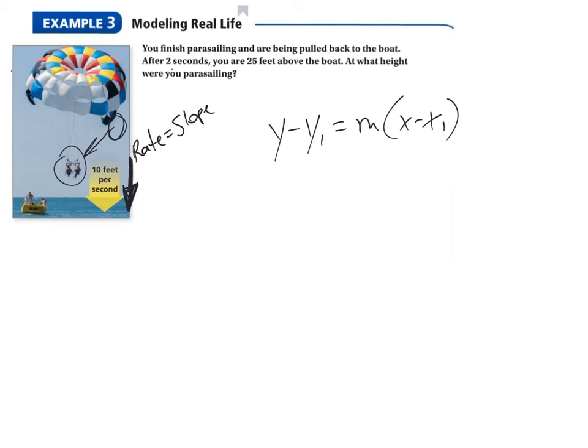So hopefully you realize that the amount of time is going to determine how far above the boat we are. And the longer we go, the closer to the boat we're going to get. So this is our y and this is our x. It's important that you guys get that. If you don't, come see me. So y minus 25 is equal to my slope, which is 10. Actually, it'd be -10 because we're going down. And then x minus 2.